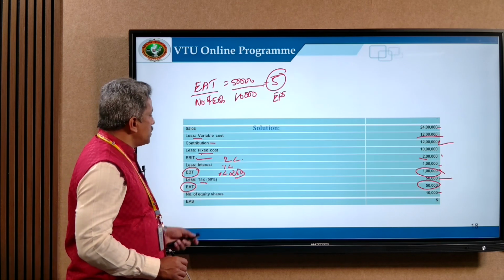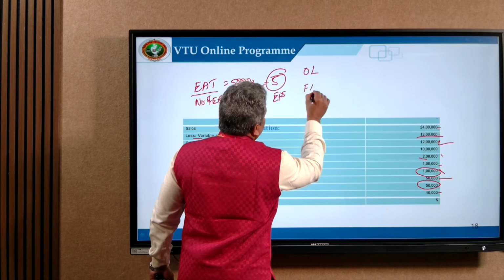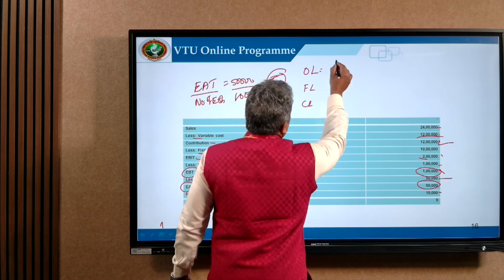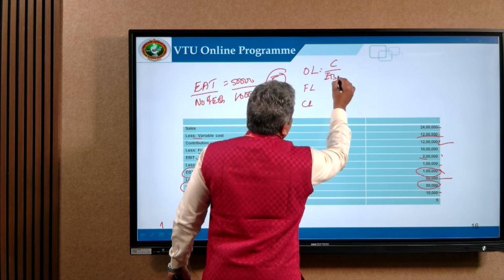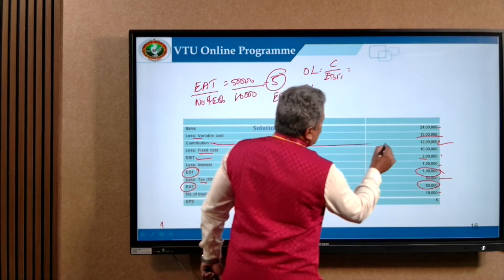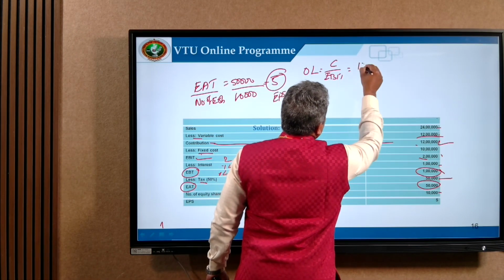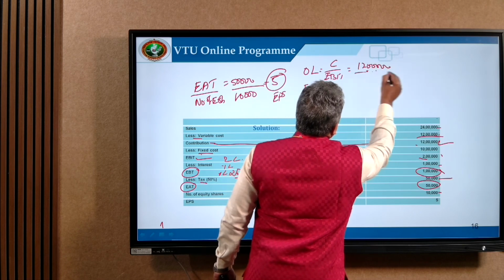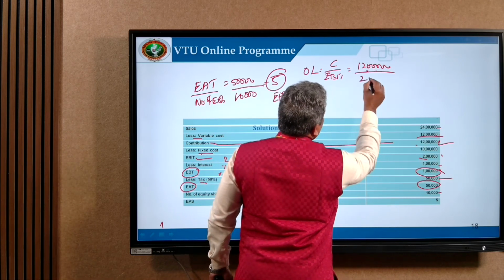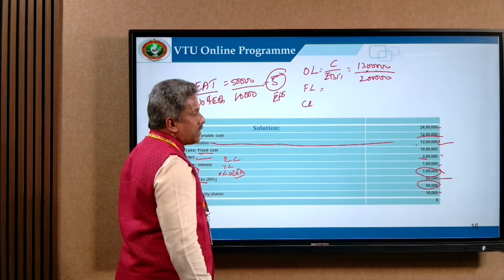Now, based on this information we can calculate operating leverage, financial leverage and combined leverage. Operating leverage is equal to contribution divided by EBIT. Now, in the given information, you can see contribution is 12 lakhs, sales minus variable cost. Contribution is 12 lakhs divided by EBIT, which is 2 lakhs.